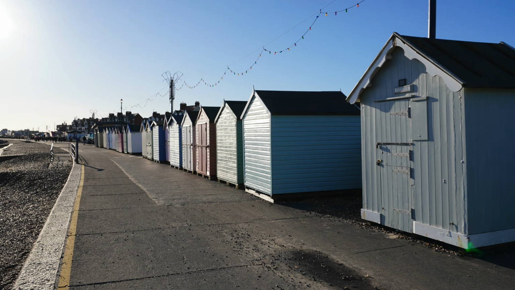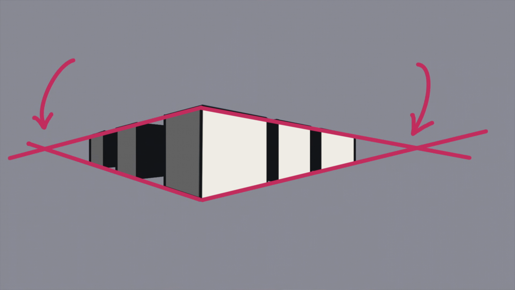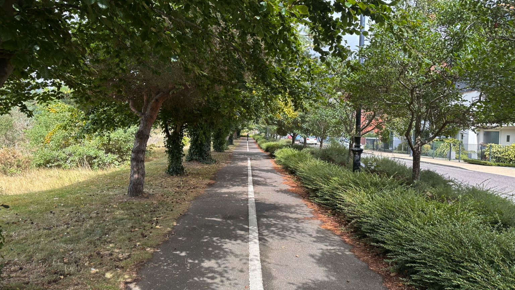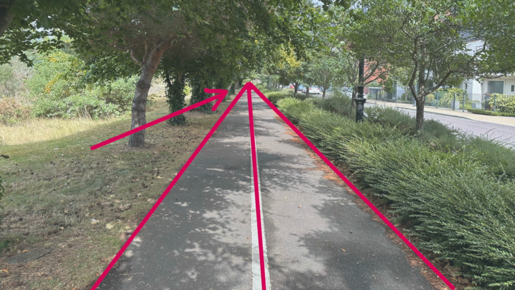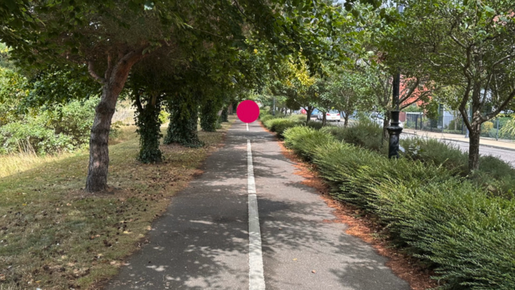Everything revolves around the vanishing point or points. So the first thing we need to find out is, how do we find our vanishing point? And then we'll look at how it helps us and how we actually use it. Well, if you look at this picture of a cycle path, it appears to get narrower and the lines look as if they meet somewhere in the distance. And that somewhere in the distance is our vanishing point.